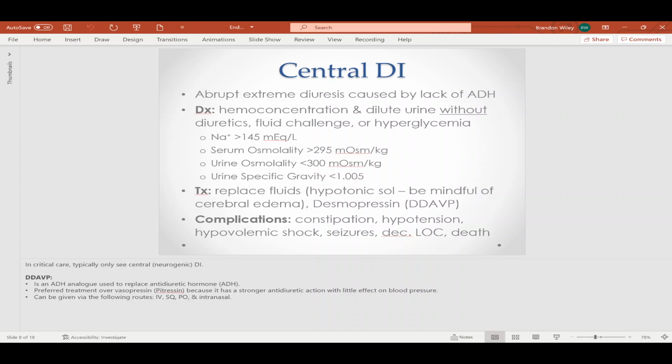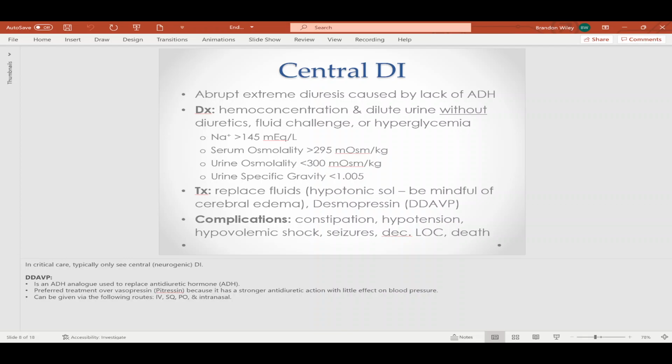Serum osmolality, so that is your blood, is going to be greater than 295. Why? It's concentrated. Your urine, so you're peeing a whole bunch of water out, osmolality is going to be less than 300, and then your urine specific gravity is going to be less than 1.005 because you're very dilute with water.